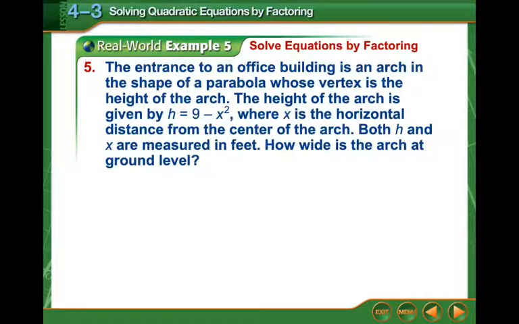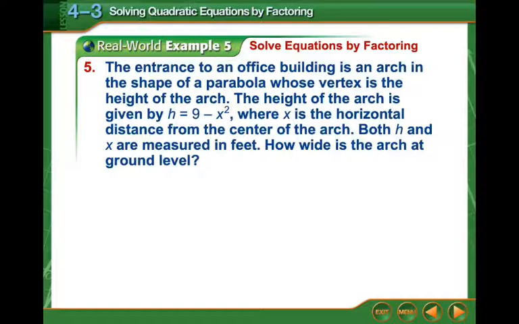Alright, so this one here is a real-world example. The entrance of an office building is an arch in the shape of a parabola whose vertex is the height of the arch. The height of the arch is given by h equal to 9 minus x squared, where x is the horizontal distance from the center of the arch. Both h and x are measured in feet. How wide is the arch at ground level?